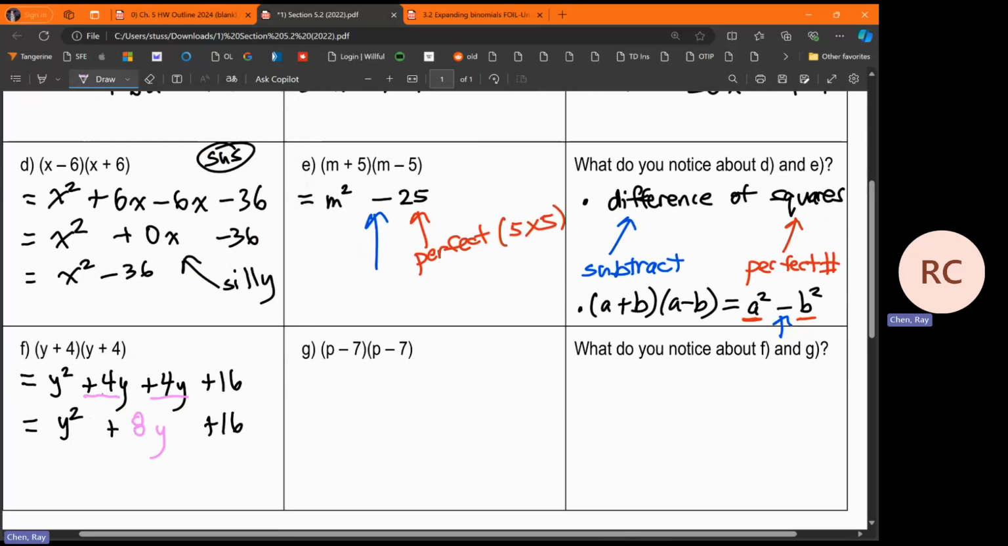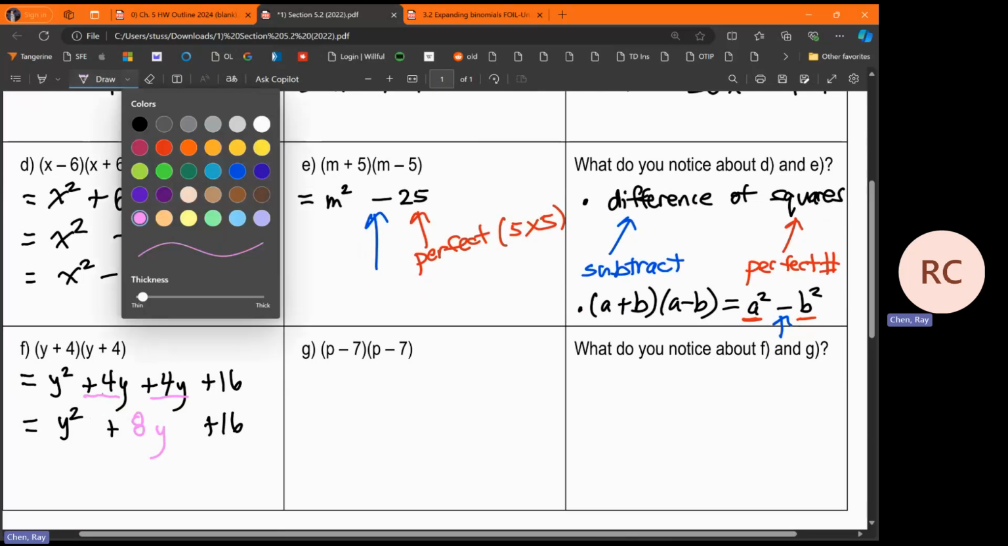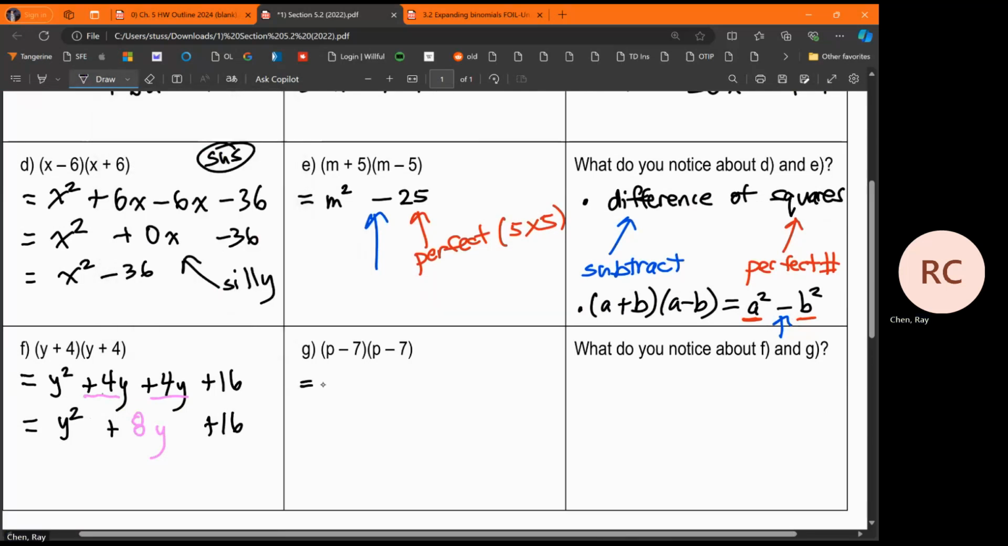So this one, unfortunately, is not like the difference of squares, which we just talked about. Let's see if you can actually see a pattern. Now this one's tough. So when we get to question G, feel free to pause the video, try to do question G yourself. What we're going to do is p minus 7 times p minus 7. Here is the answer: p squared minus 14p plus 49.